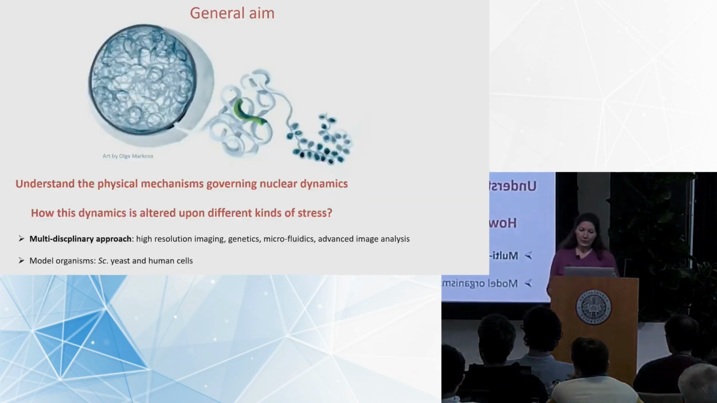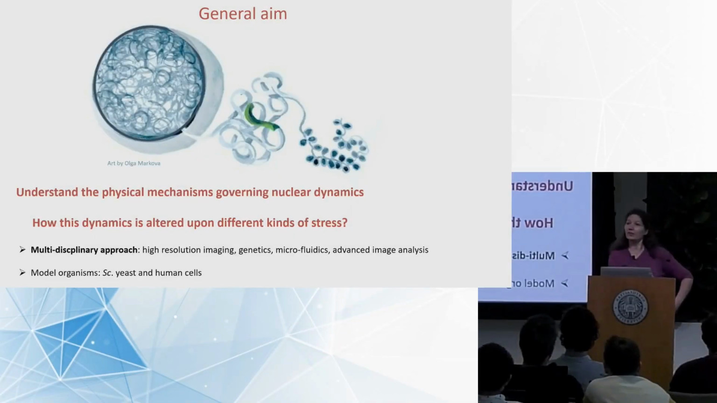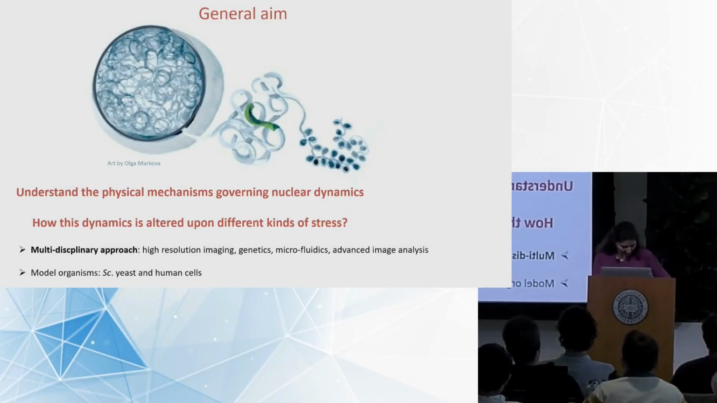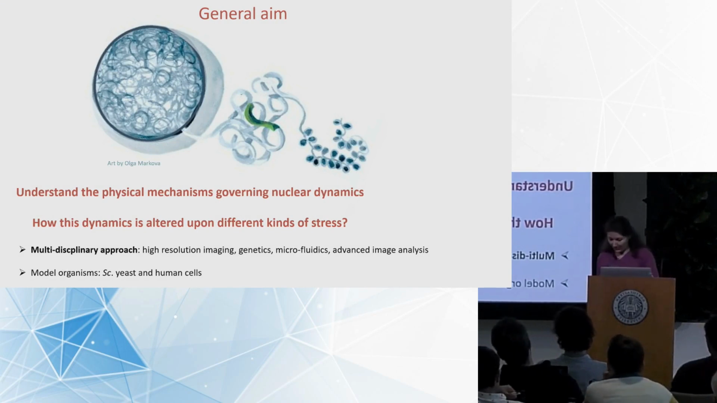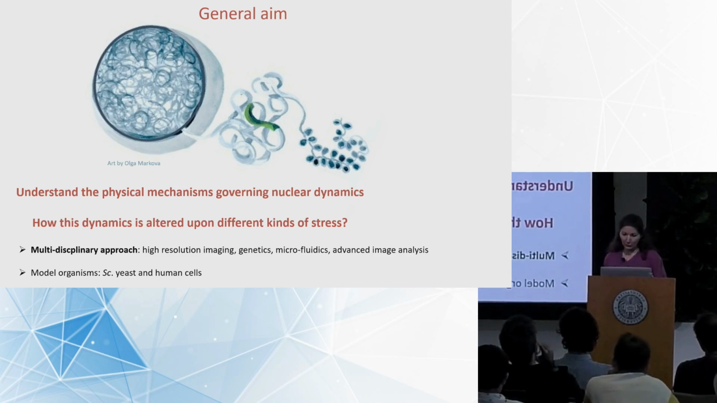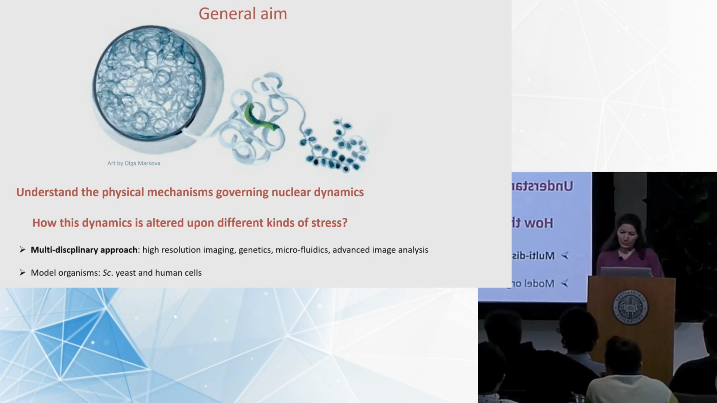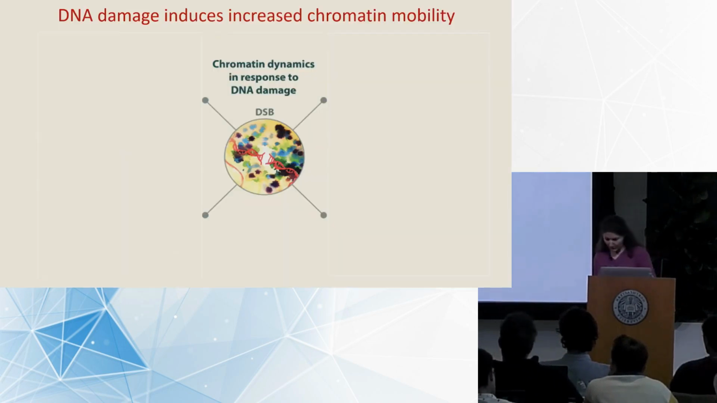Okay, so in the team we are interested to understand the physical mechanism governing nuclear organization and nuclear dynamics, and how this dynamics is altered upon different kinds of stress. And to address this question, we use mainly high-resolution imaging, but also genetics and microfluidics, both in yeast and in human cells. So today I'm going to focus on the changes in chromatin dynamics upon DNA damage.